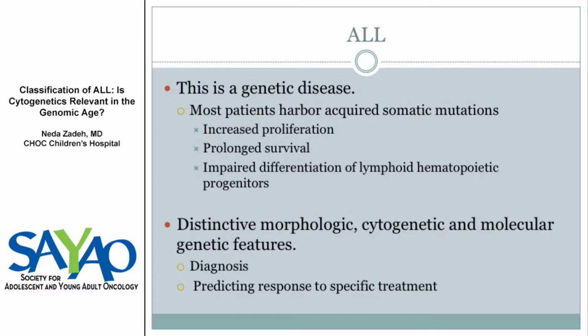So ALL, which I don't really need to tell you, is the most common childhood tumor. Although more than 80% of children that we see are cured, relapsed ALL is still a leading cause of childhood morbidity and mortality. So I really think of this, as we've seen today, as a genetic disease, as most patients harbor acquired somatic mutations that cause increased proliferation and impaired differentiation of lymphoid hematopoietic progenitors. The majority of ALL cases, as we've heard so far today, are characterized by distinct constellations of structural and submicroscopic genetic alterations, as well as sequence mutations.